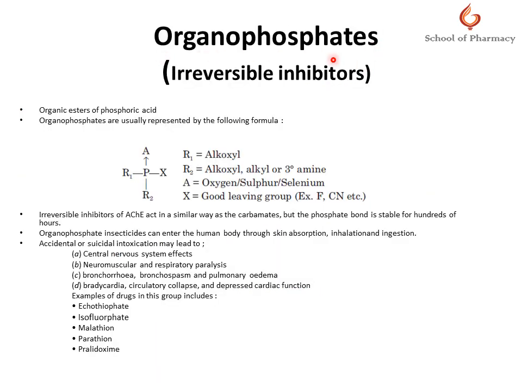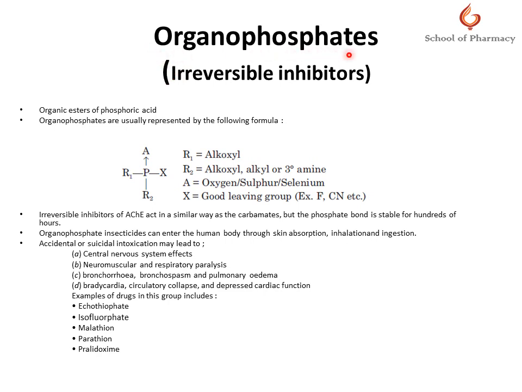Now, organophosphates. After the carbamates, which are reversible inhibitors of cholinesterase, today we will discuss the organophosphates, which are irreversible inhibitors of cholinesterase. We have not yet discussed the antagonists. Don't confuse these with the cholinergic antagonists. Right now we are talking about inhibitors of the cholinesterase enzyme, which hydrolyzes acetylcholine into choline and acetate. We will cover the cholinergic antagonists in the coming classes. Right now we are studying the irreversible inhibitors, and earlier we did the reversible inhibitors.